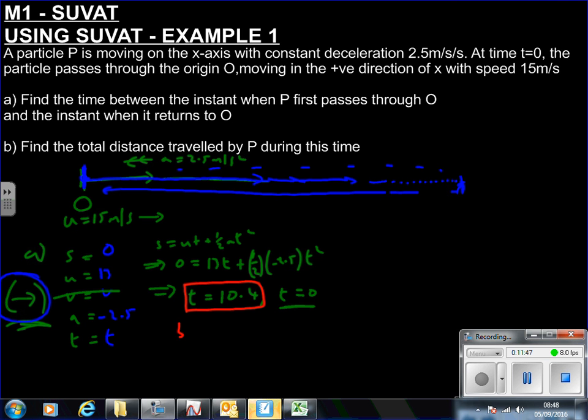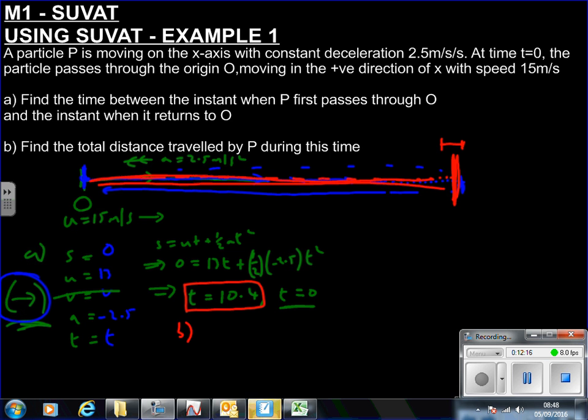Okay. Part B then. Find the total distance traveled by P during this time. So let's think about that. I told you that this thing's speed slows down until it stops. We need to know the distance it takes for this thing until it stops, and then we'll double it because it's traveled that way and then it comes back.